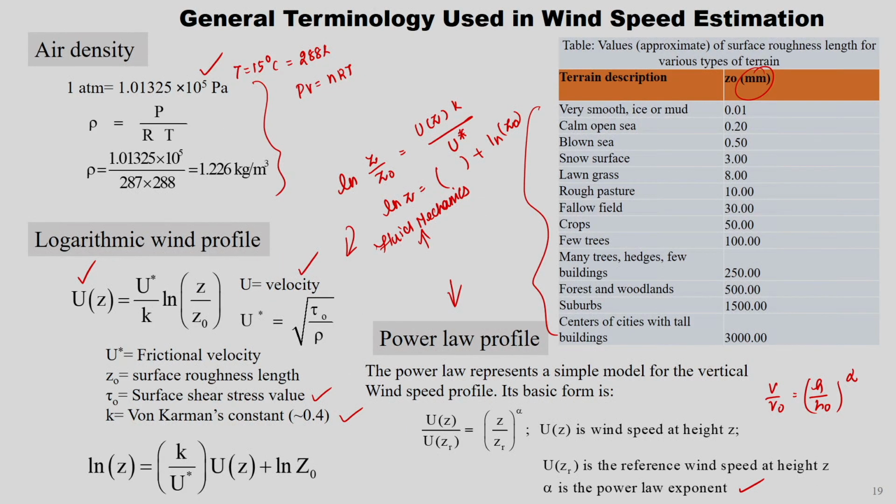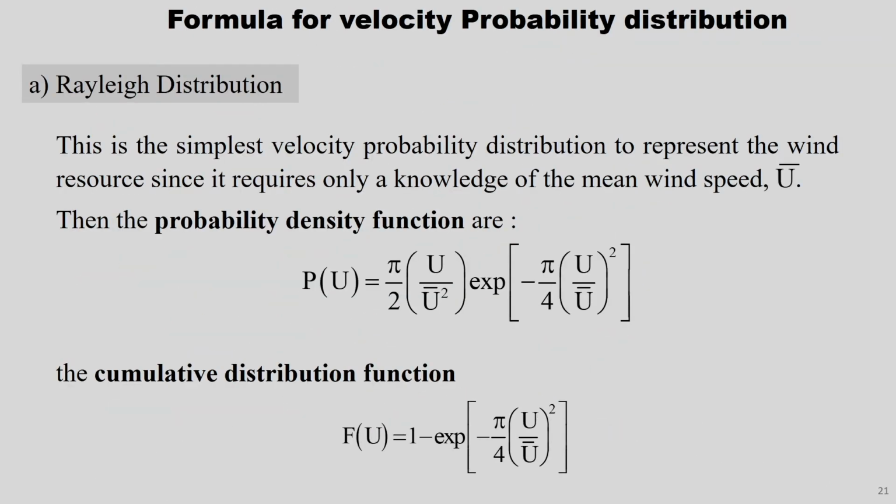So, that is all about the air density at reference pressure of 1.01325 into 10 to the power of 5 Pascal and T at 288 Kelvin, which is nothing but 15 degree centigrade. The next one is the formula for velocity probability distribution. The Rayleigh distribution is the simplest velocity probability distribution to represent the wind resource, since it requires only the knowledge of mean wind speed. The probability distribution function is pi upon 2, u upon u bar square, exponential minus pi by 4 u upon u bar whole square.